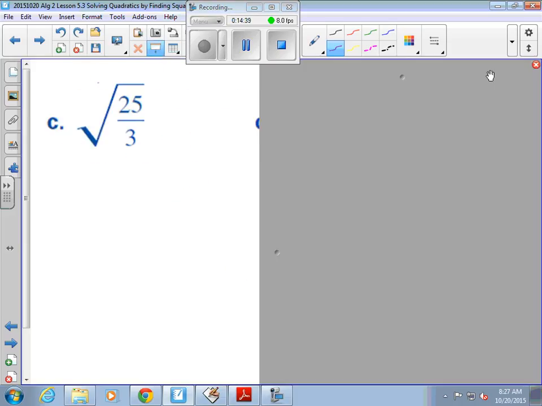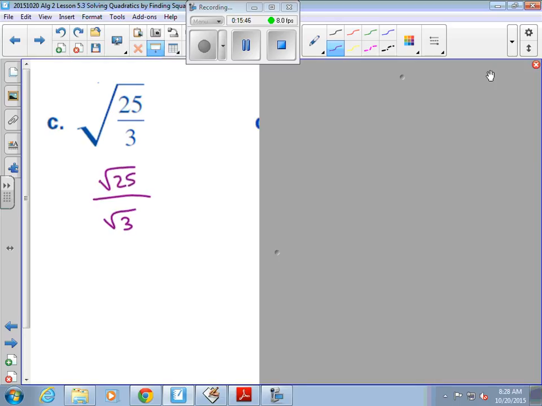Okay, next one, do this one. The square root of 25 over 3. The first thing you want to do with this problem is separate it using the quotient property, the square root of 25 over the square root of 3.